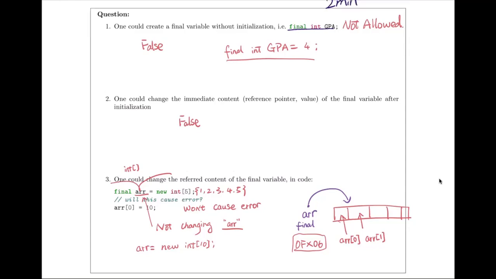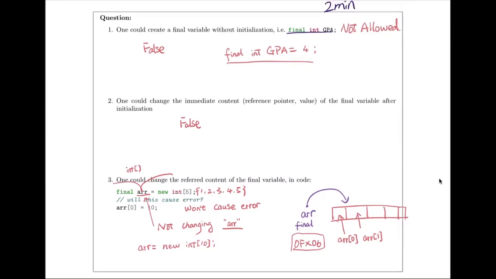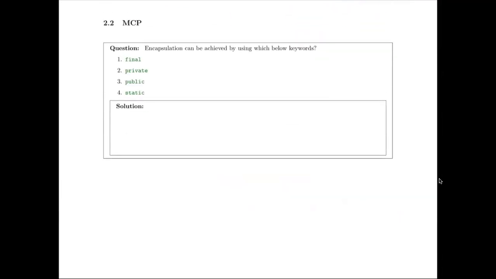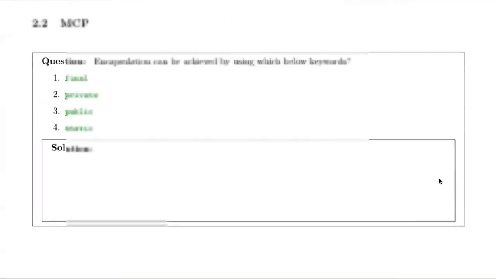Next question. Any other questions? Okay. So this is a multiple choice question. Encapsulation can be achieved by which of the below keywords? 1, 2, 3, 4. Yeah, you could just click in A, B, C, D for 1, 2, 3, 4.